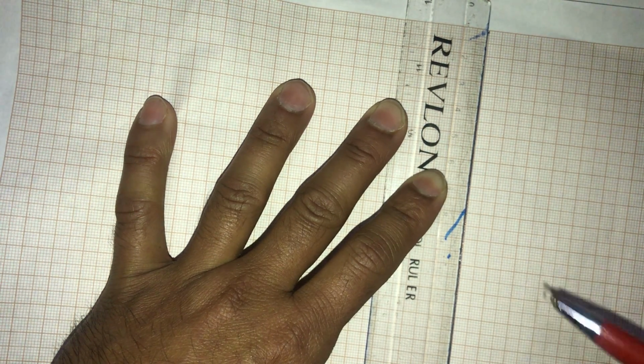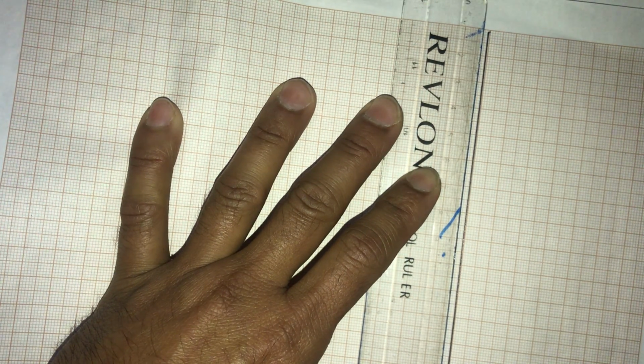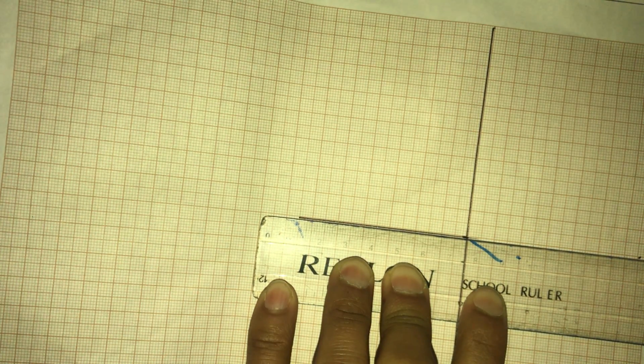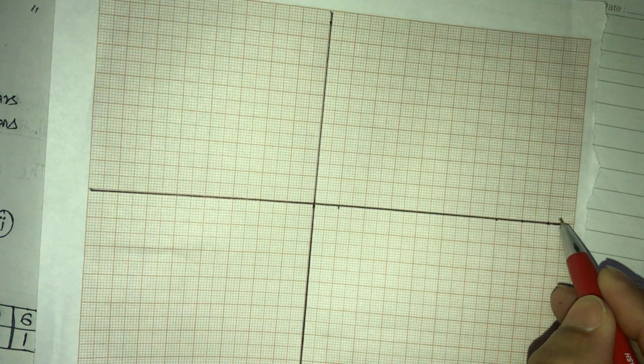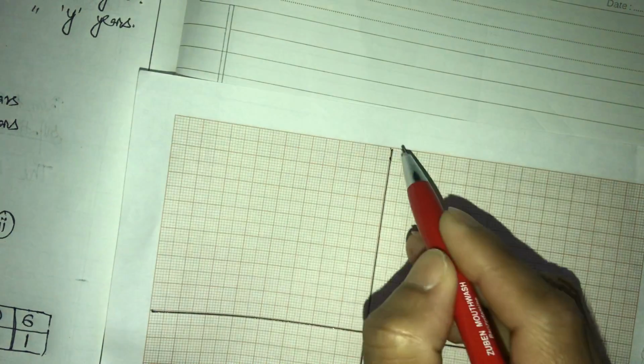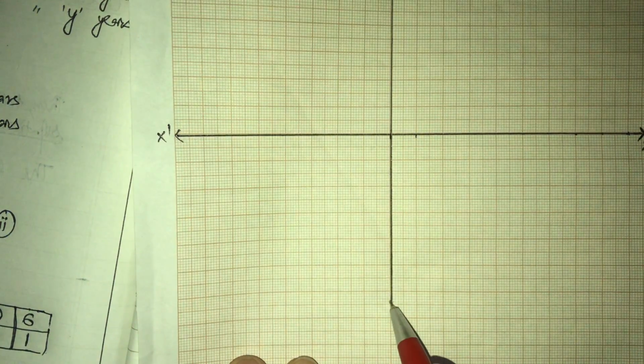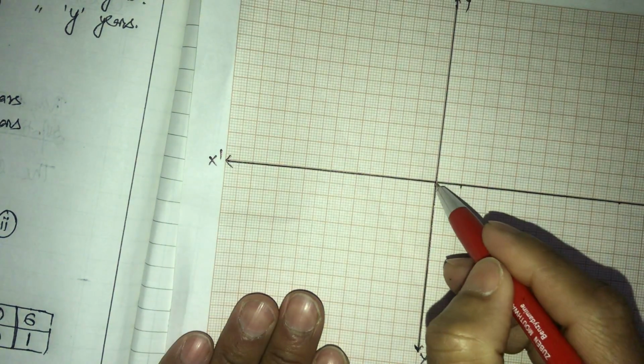So, 1, 2, 3, 4, 5, 6, 7, 8. You can go here. Let me write somewhere here. Here I will keep the y-axis. Now this is x, here it is y, this is x dash, and here down y dash. All right, now this is the origin.